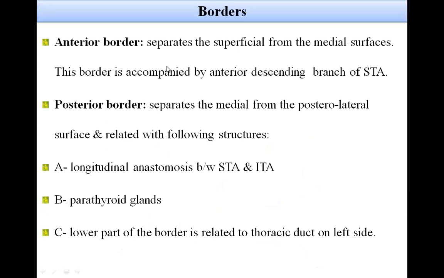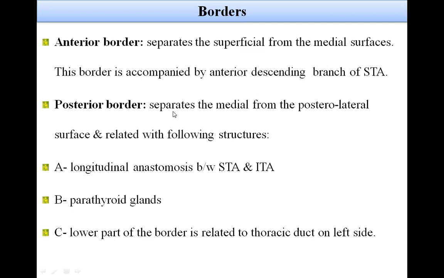Borders. Anterior border separates the superficial surface from the medial surface. This border is accompanied by the anterior descending branch of the superior thyroid artery. Posterior border separates the medial surface from the posterolateral surface and is related to the following structures: a longitudinal anastomosis between the superior thyroid artery and the inferior thyroid artery, and the parathyroid glands. The lower part of the border is related to the thoracic duct on the left side.